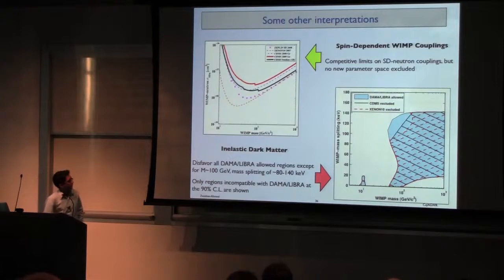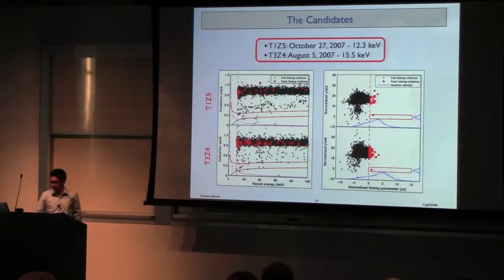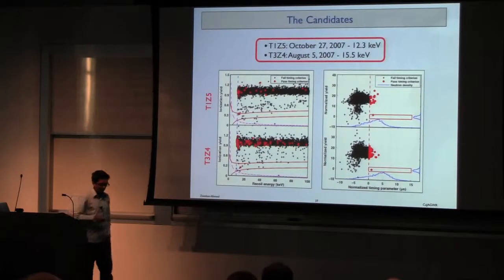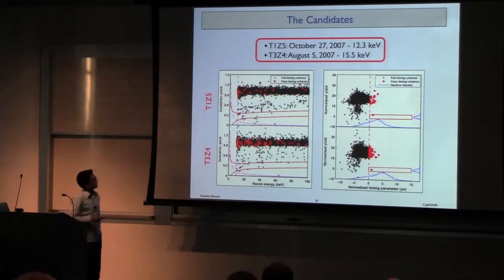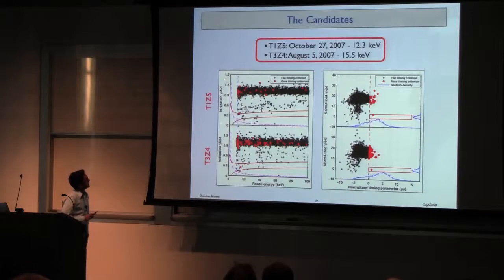Okay, and both of these were actually computed by us. All right, so now we can actually look at the candidates and ask interesting questions about them. So we did observe two events. This is what they look like. This is the ionization yield versus energy plot, and you see this guy sitting right over here in T1Z5. T1Z5 refers to the detector number, tower 1 zip 5. So that's the event over there, and T3Z4 is this event over here.